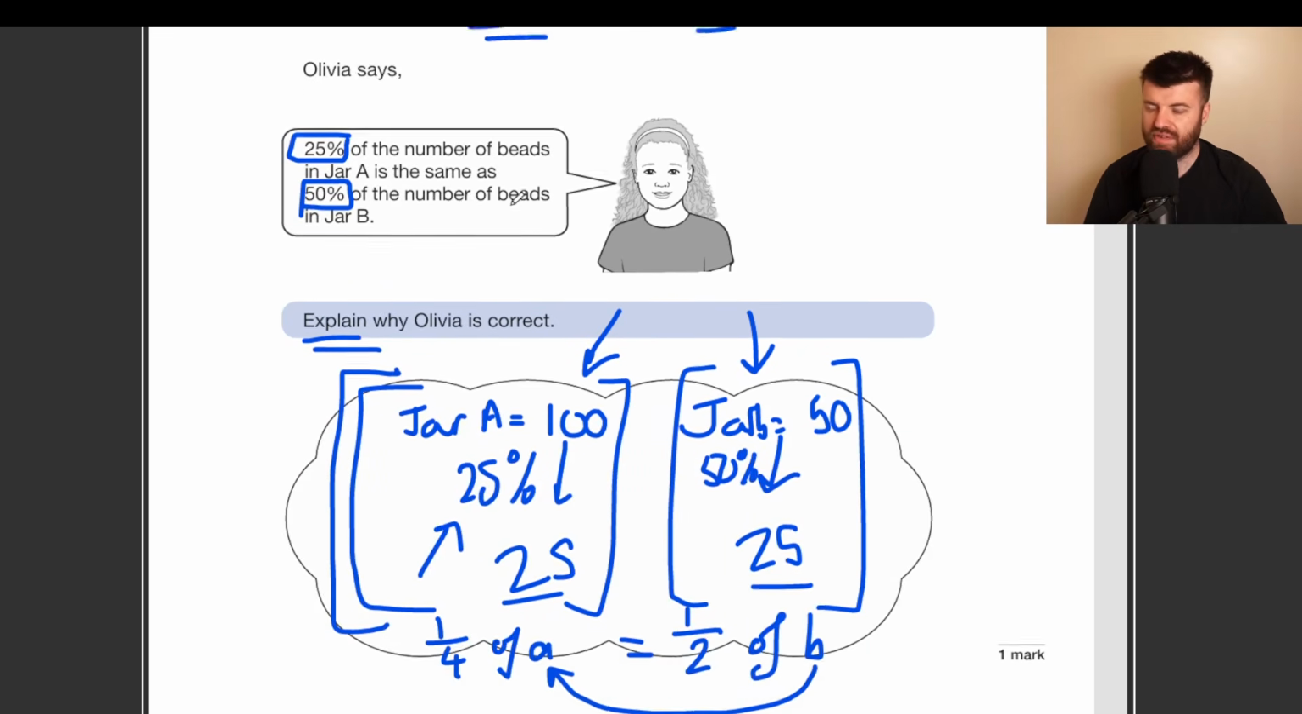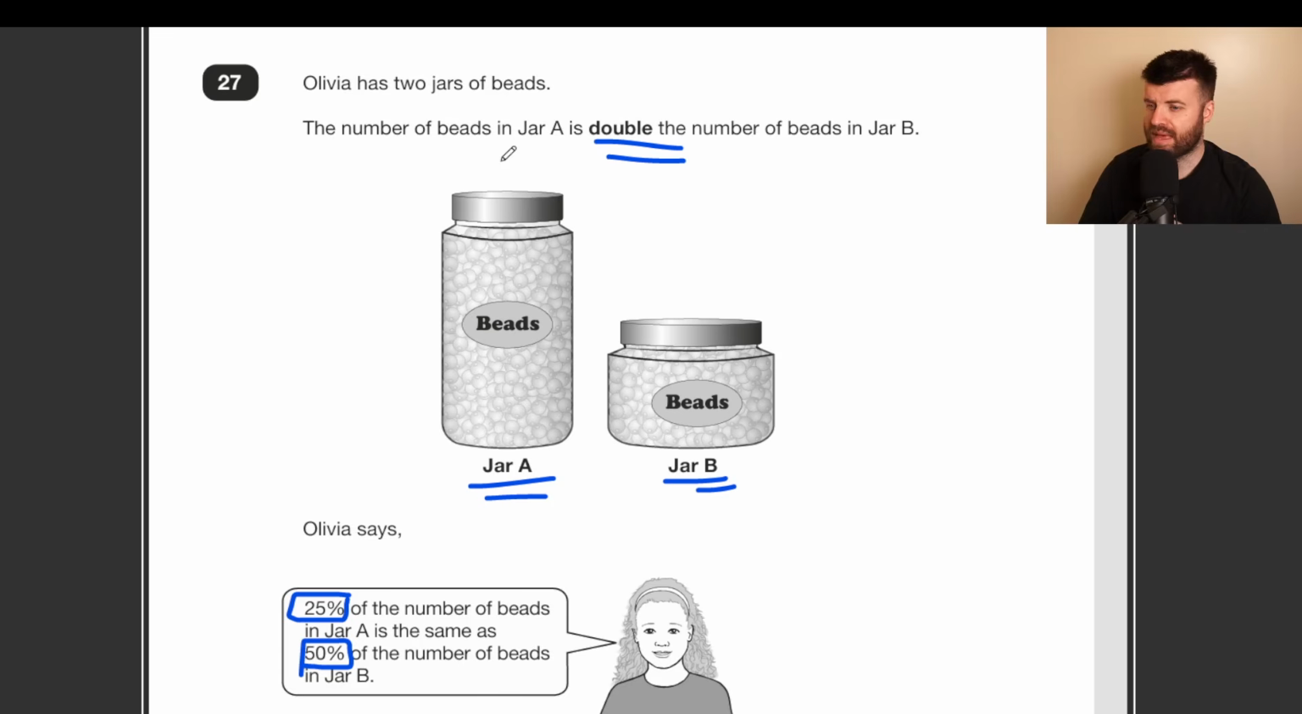I thought that was a tricky paper. I don't think there were many questions in there that didn't really try and ham up and make a difficult thing for you guys to work out.